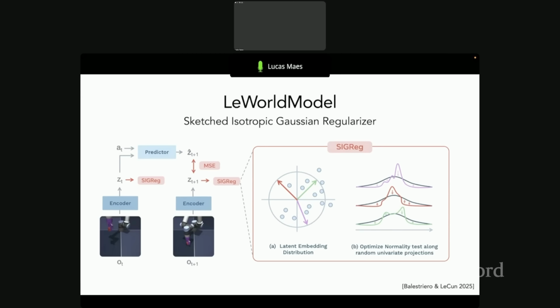And if you do that in a lot of directions, there is a theorem called the Cramér-Wold theorem that says that if you optimize the marginals to be Gaussian, then the joint is going to be Gaussian. So if you do that for a lot of random directions, you can prove that your latent embedding distribution is going to be Gaussian as well. So it makes us sure that we will have informative embeddings.